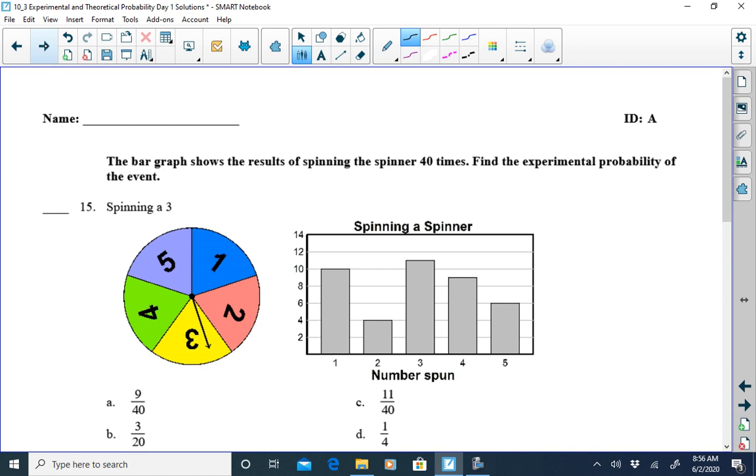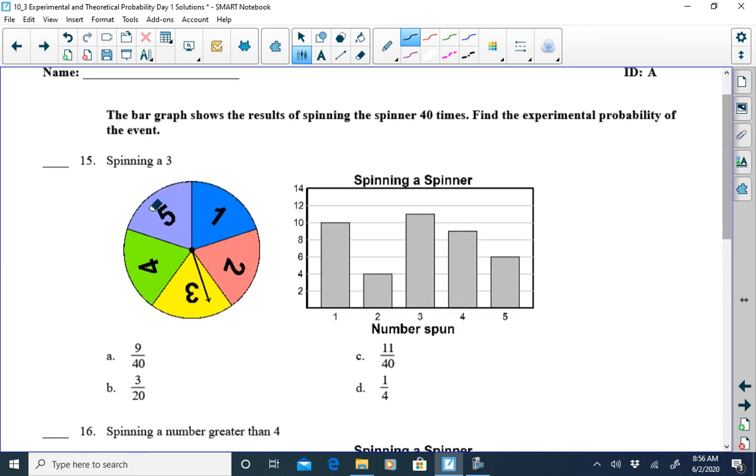Okay, question 15. It says, the bar graph shows the results of spinning the spinner 40 times. Find the experimental probability of the event. Okay, well, let's take a look at that. Here's your spinner, right? We have 1, 2, 3, 4, 5 different sections on the spinner. This bar graph here, right, that shows the results of spinning the spinner 40 times. We want to find the probability of spinning a 3.